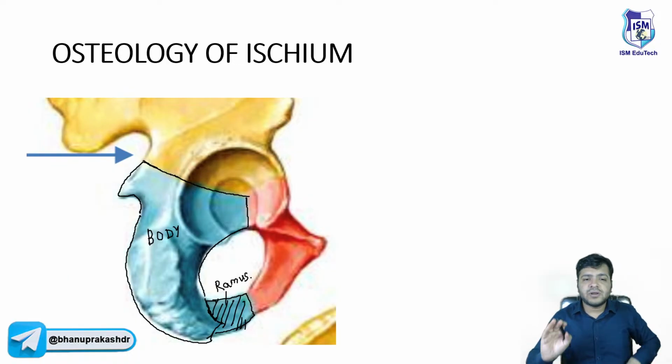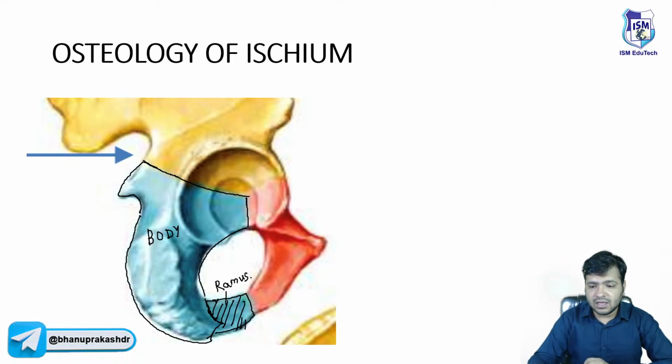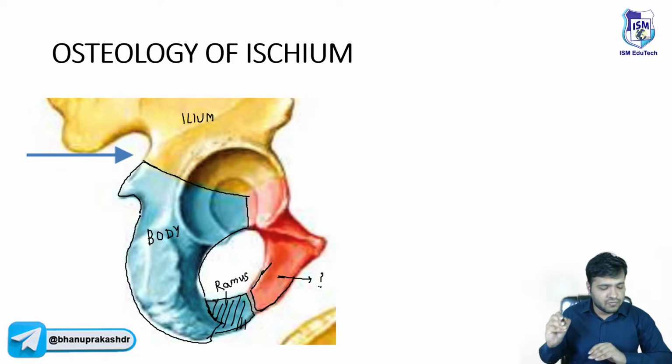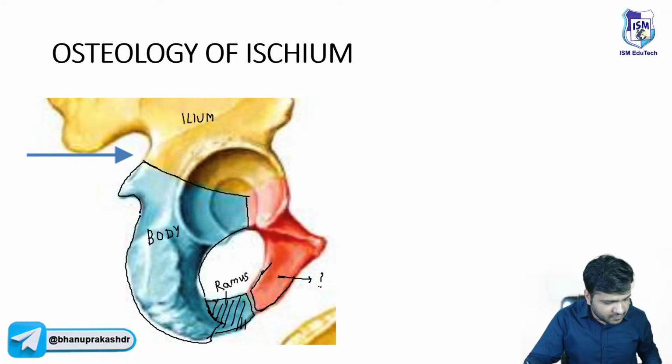I hope you are clear with the body and the ramus part. The ischium is basically composed of the long part, that is the body, which is in continuation with the ilium. And the ramus, beta, is in continuation with the ramus of which bone? Which bone is this that I am marking over here? Quickly tell me the name of this bone.